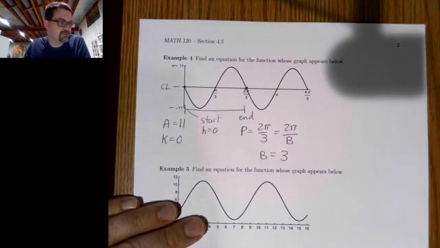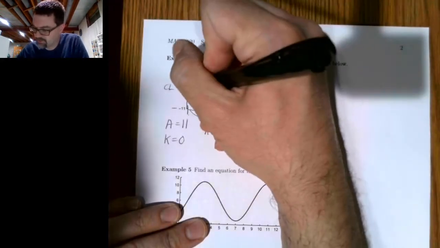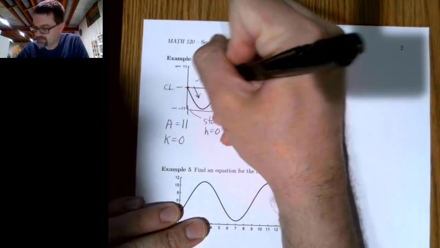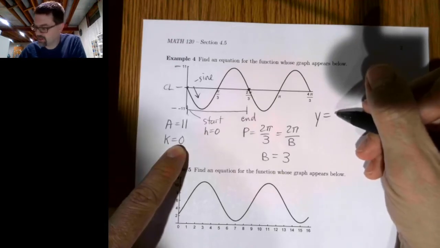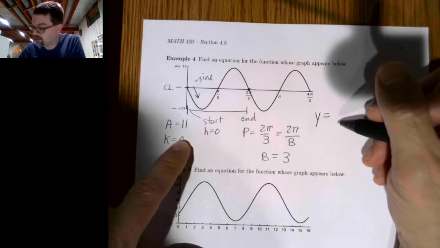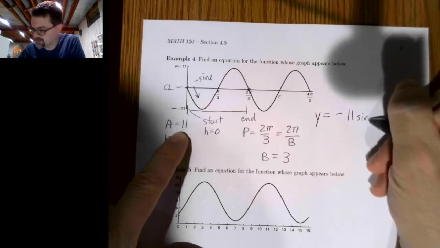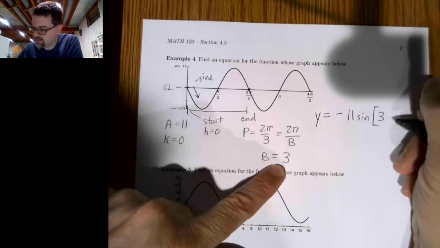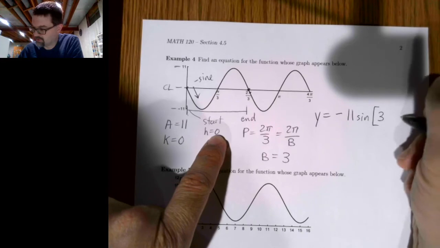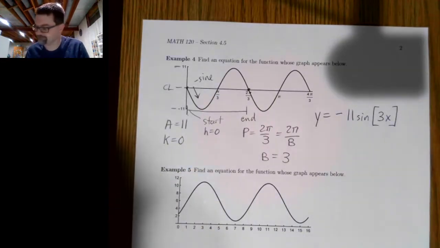And all we got to do is figure out what function. Well, starting in the middle, going down, that's a negative sine function. So y equals 0, which we don't have to write, negative sine function, so negative 11 sine of 3, and there's no h, so we don't need parentheses. We can just put our x in there, and done. And moving along.